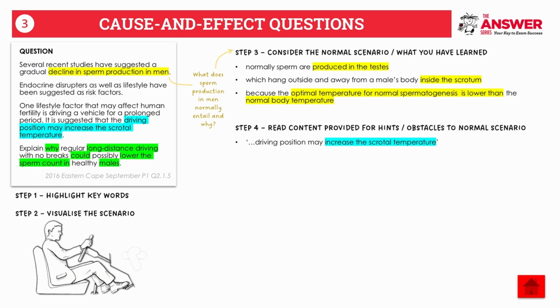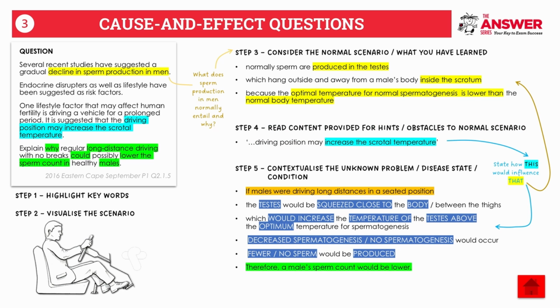Step 4, read the content provided now for hints or obstacles to the normal scenario. You'll notice that this step 4 is different to our previous step 4s because this is a context-based question. They're giving you an extract and they're asking you to reference the content provided. So you read the content and you look for hints and obstacles to this normal scenario, meaning normally the testes have to hang away from the body. But driving in this position increases the scrotal temperature because it's keeping the testes close to the body.